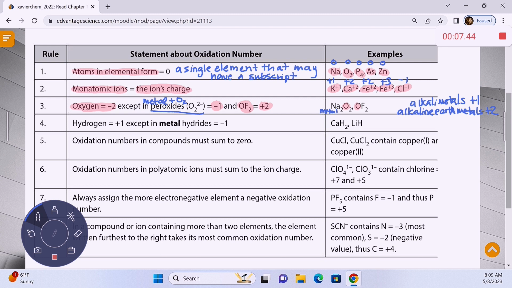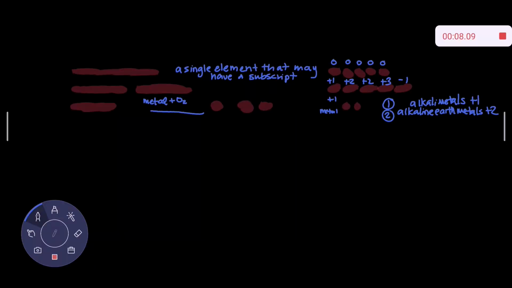Okay, so where is sodium on your periodic table? Is it an alkali metal or an alkaline earth metal? It's an alkali metal because it's in the first group, right? This is group 1. This is group 2. So we would put a +1 on sodium because it's in group 1. I'm sorry, what did you say about alkaline metals? Alkali metals have an oxidation number that's the same as their charge, which is +1. Okay?